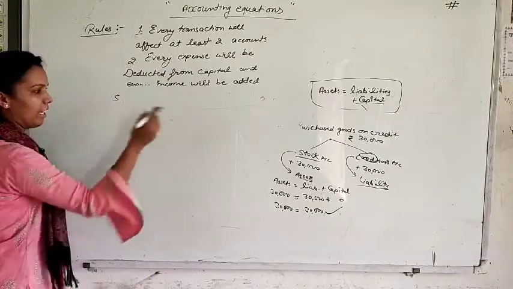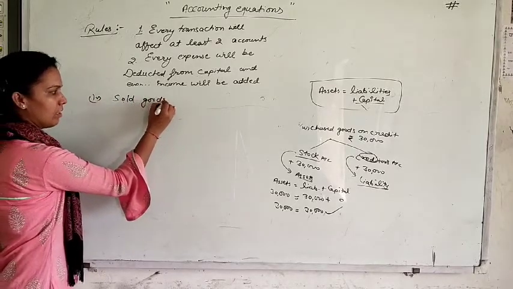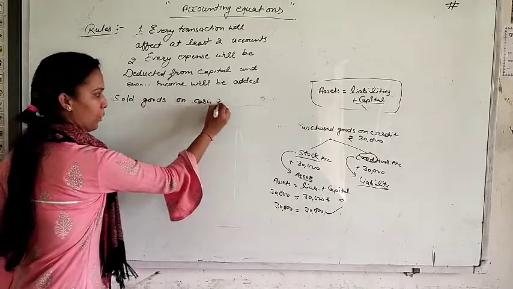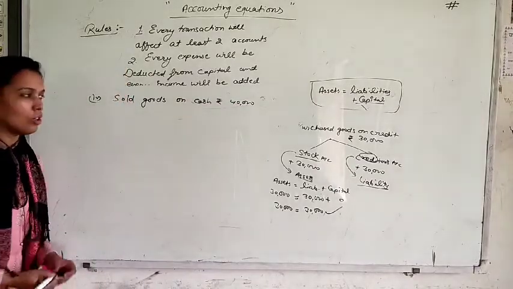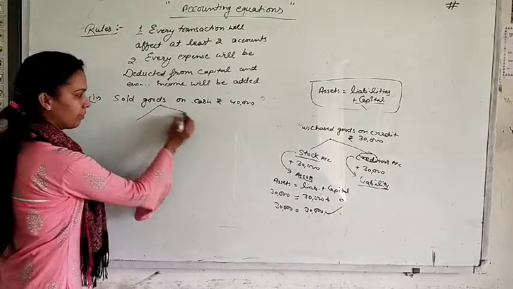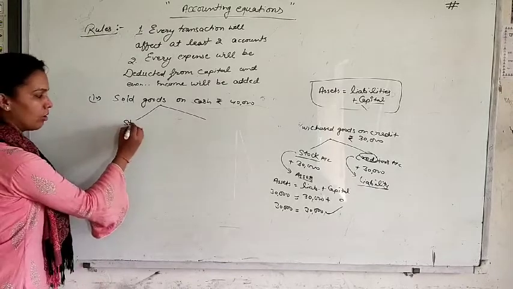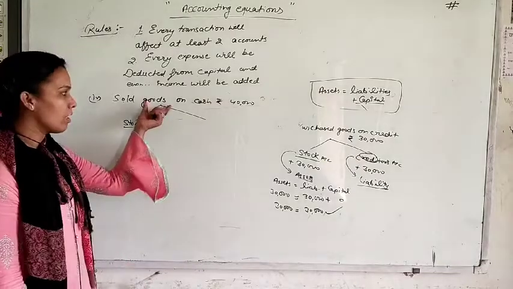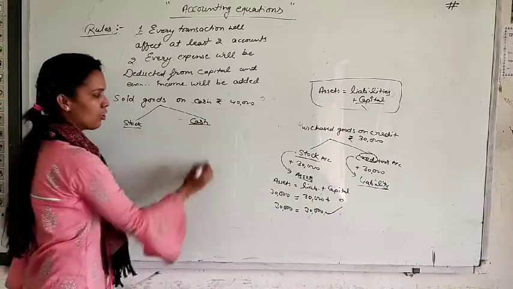In the same way, like it was the example of purchase, we are taking an example of sales. Sold goods on cash, rupees 40,000. We are selling our goods of rupees 40,000. So what are the two accounts? Simple, sold goods. We are selling goods, it means stock. If you are selling or purchasing goods, goods are termed as stock. The second account affected is the cash account.